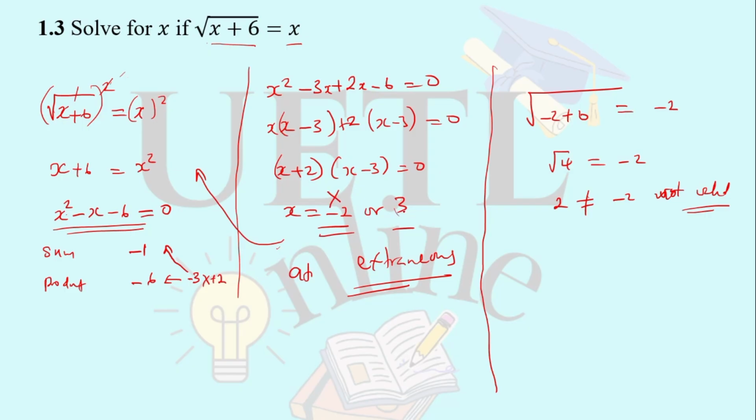So we're going to test this one again. We're going to say root of 3 plus 6 must be equal to 3. Here 3 plus 6 is 9, so root 9 is going to become 3, which is equal to 3. So this means that our answer is valid.